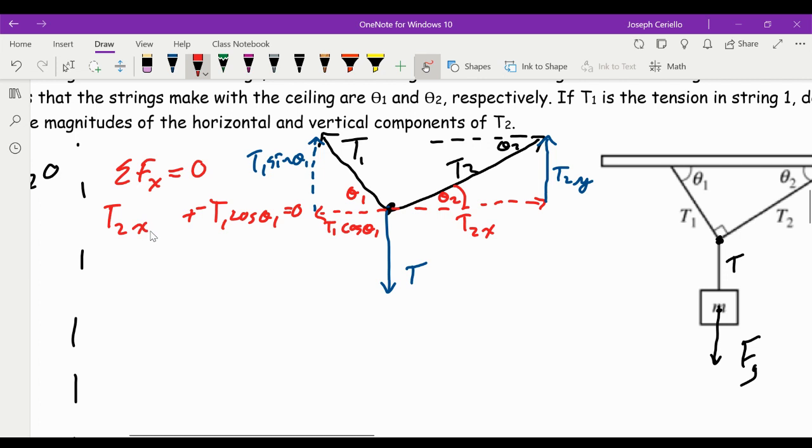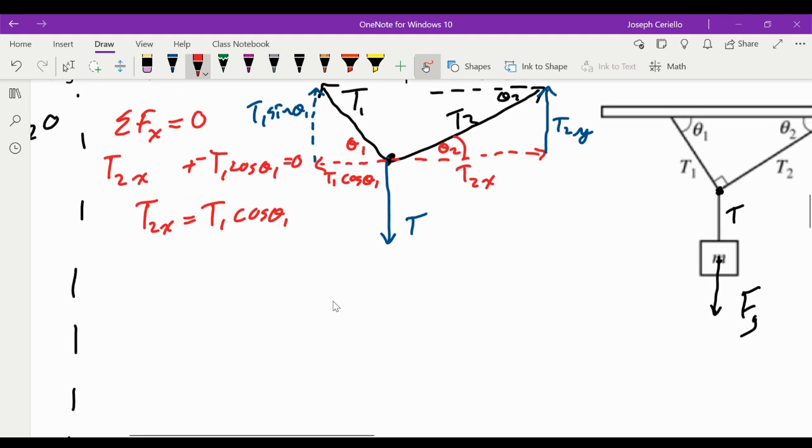So I'm just looking for the T2x. So T2x is equal to T1 cosine theta 1. Again, I'm just looking for the horizontal component of T2. Can I call it T2 cosine theta 2? Yes. But I don't need to do that because I just need the magnitude of it.